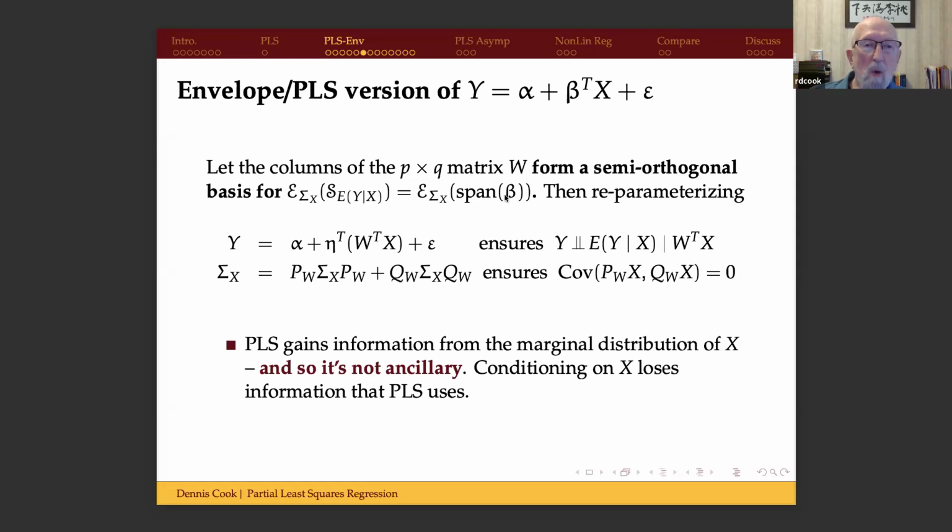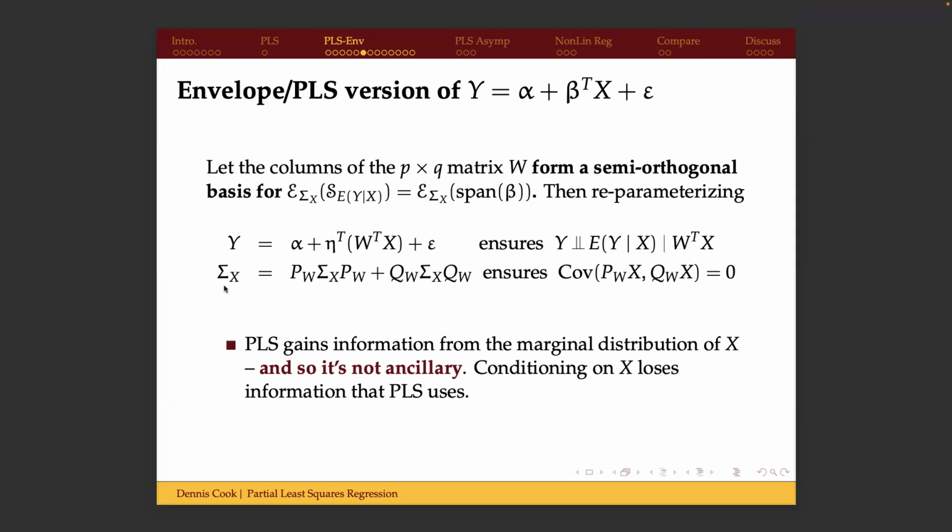Now, once we've defined this, we can reparameterize the model in terms of that W. And that happens in two ways. The first way is just a reparameterization of the mean. That ensures that y is independent of the conditional mean given W transpose x. If I know W transpose x, there's no more x in that model at all. So clearly y is independent of the conditional mean given W transpose x. The second part decomposes.